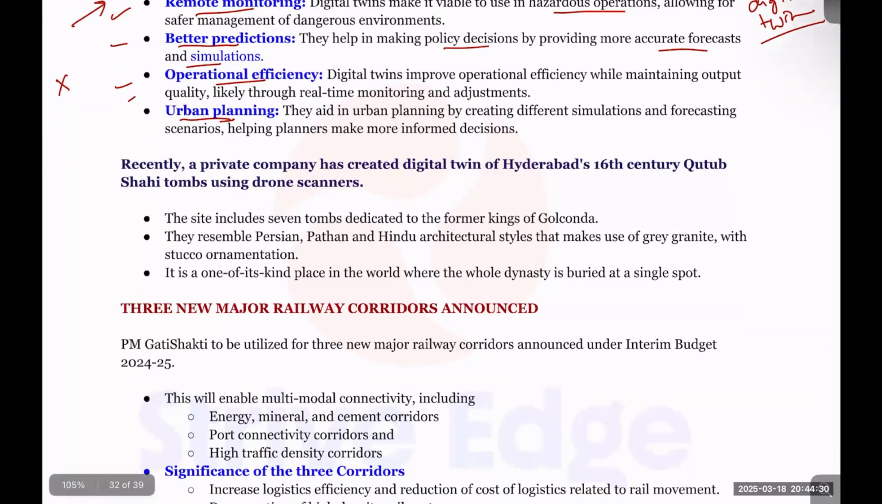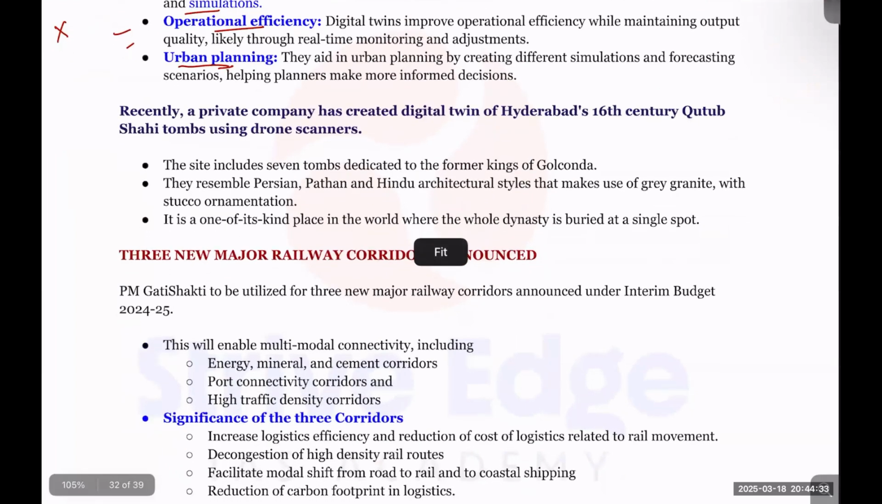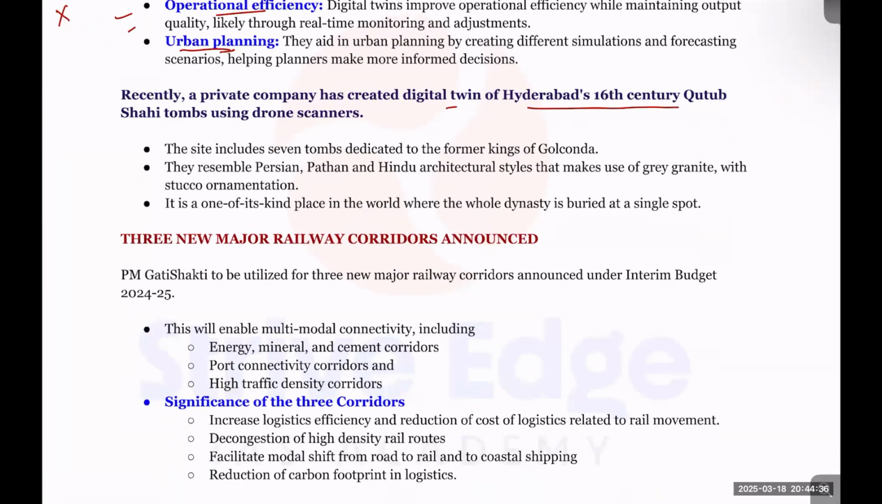Now, recently, a private company has created a digital twin of Hyderabad's 16th century Qutub Shahi tombs using drone scanners. By scanning the Qutub Shahi dome structure with drones, the digital image has been transferred to a digital medium, where the digital twin now exists for this Qutub Shahi dome. So this is what a digital twin is all about. I don't think this is important.